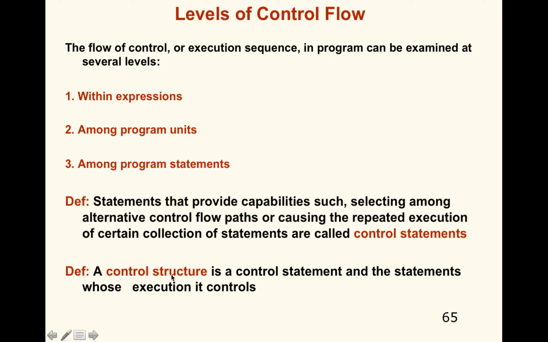So a control structure is a control statement, and the statements whose execution it controls. Well, a control structure is called case switch, if then else, do while, for each. Those are called control structures, and they are providing levels of control flow or flow control.